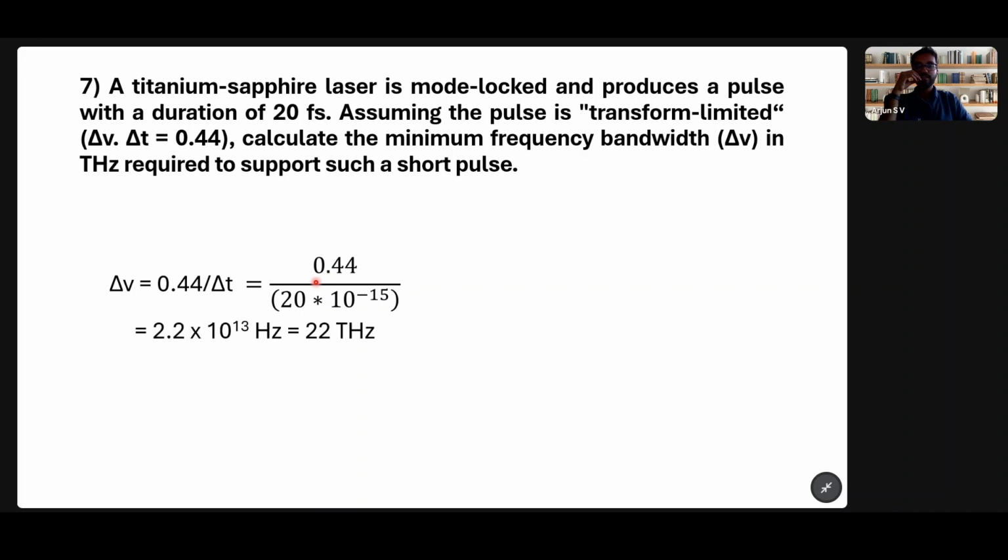If you do that, you'll get the answer as 2.2 into 10 power 13 hertz. But I've asked the answer in terahertz, which is 10 power 12 hertz. So 2.2 into 10 power 13 is 22 into 10 power 12 hertz, which is 22 terahertz. So the answer will be 22.